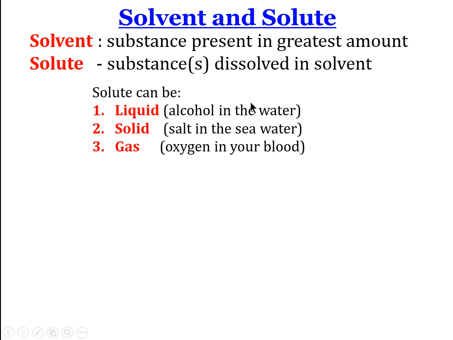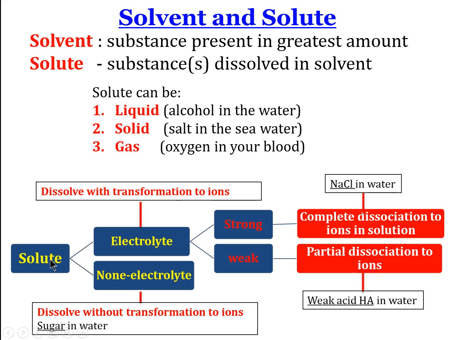The solute can be three types. The solute can be liquid, for example, the alcohol solute in water as solvent. Or the solute can be solid, for example, the salt in the seawater. Or the solute can be gas, for example, the oxygen gas, which is dissolved in our blood. The solute can be divided also into two families. We have solute, which is electrolyte, and solute, which is non-electrolyte.